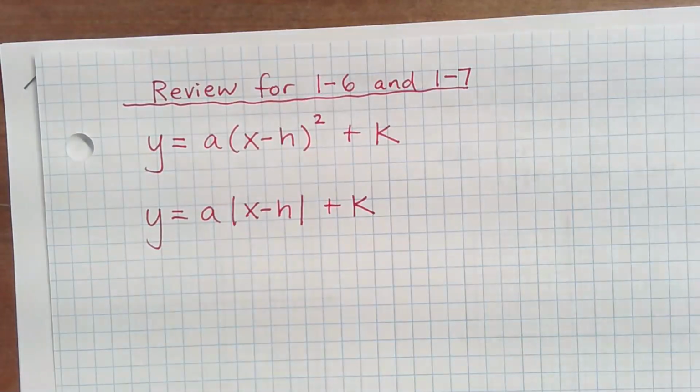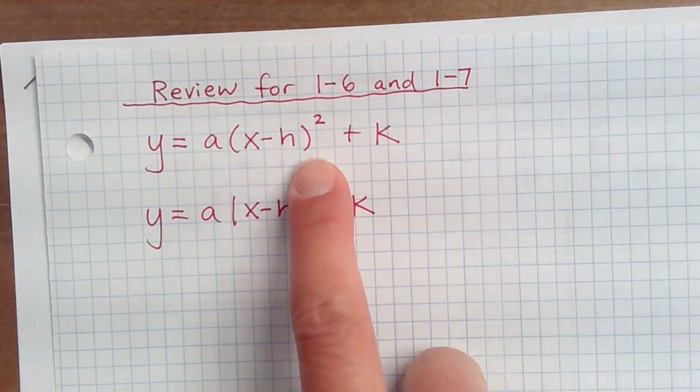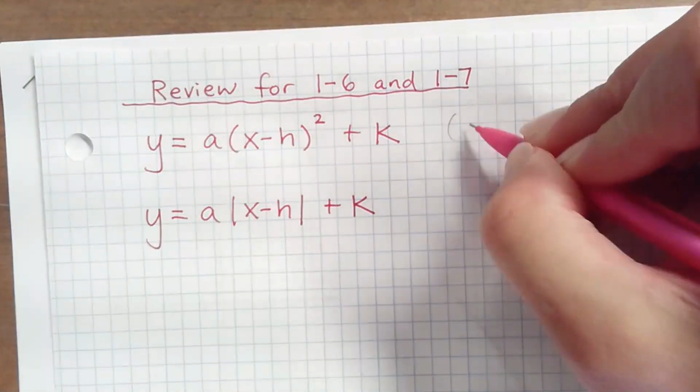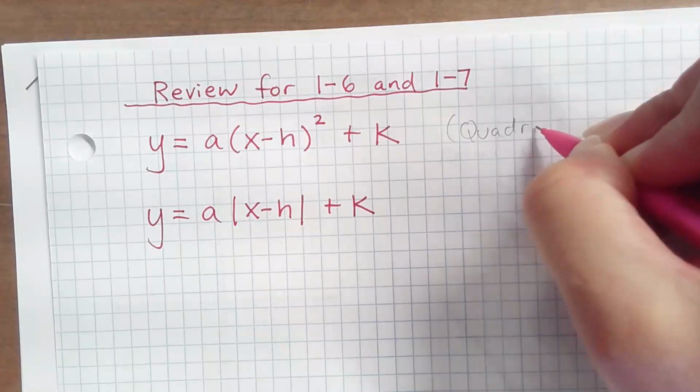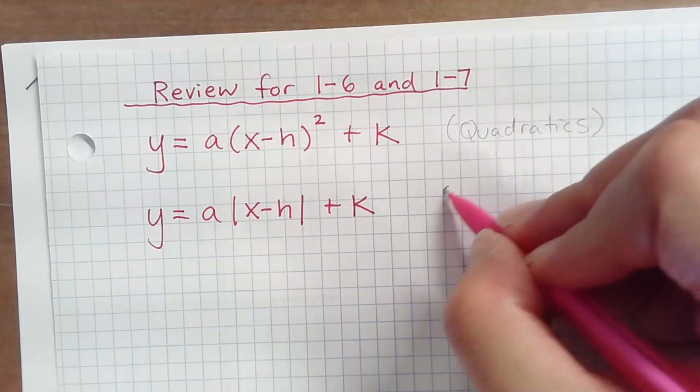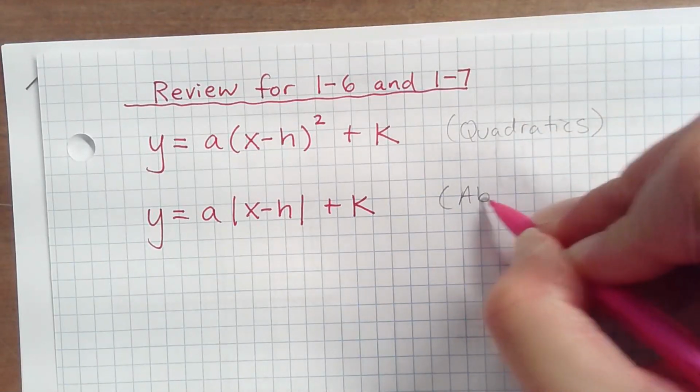Okay. So the first formula has a squared term in it, which means it's for quadratic functions. I'm just going to make a note. This formula is for quadratics. This formula is for absolute value functions.